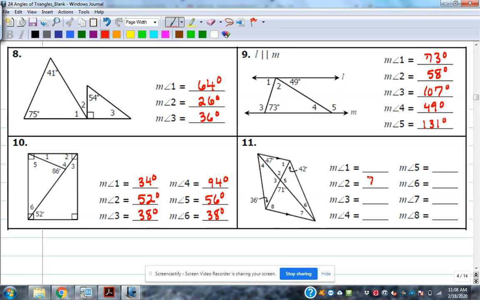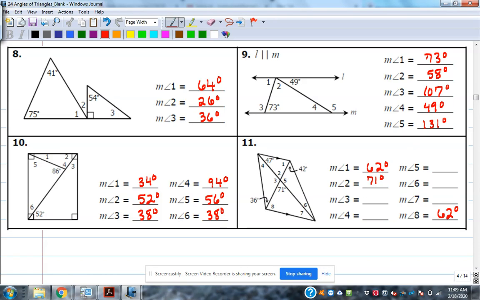Vertical angles, yes. 71 degrees there for angle 2. So angle 1 is 60. Okay, so 47 plus 71, subtract from 180. Angle 1 is 62 degrees. Good job. It means angle 8 is 62 because they are alternate interiors.